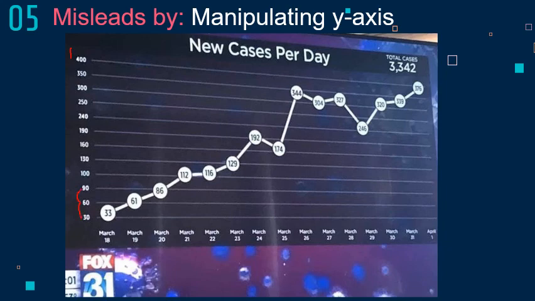60 to 90, so we're talking about a difference of 30. 90 to 100, well, that's a difference of 10. 100 to 130, that's a difference of 30. We've got 30, 30. 190 to 240 is 50. 240 to 250 is 10. 250 to 300 is 50. They're keeping on changing the scale here to manipulate the shape of the data to make it look higher in some points and lower in others. So they've manipulated the y-axis.